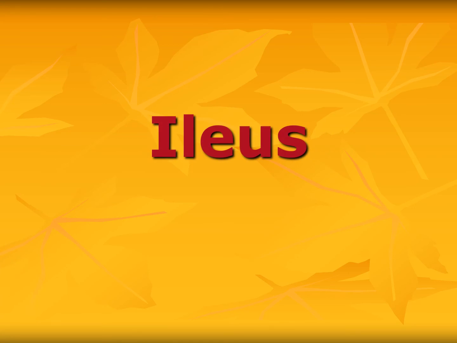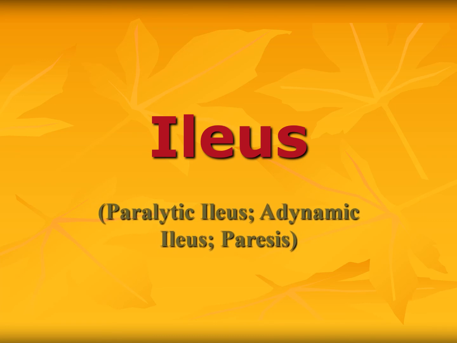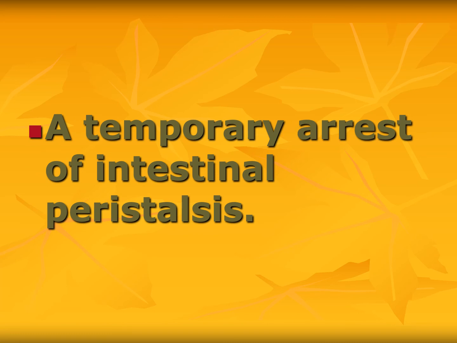The next condition is known as ileus, adynamic ileus, paralytic ileus, or paresis. Ileus is defined as a temporary arrest of intestinal peristalsis. Now, this condition occurs most commonly after abdominal surgery, especially if the intestines have been moved around quite a bit. So symptoms and signs include nausea and vomiting, as well as vague abdominal discomfort. A lot of times patients will describe it as painful cramping, and this would be in the presence of distension.